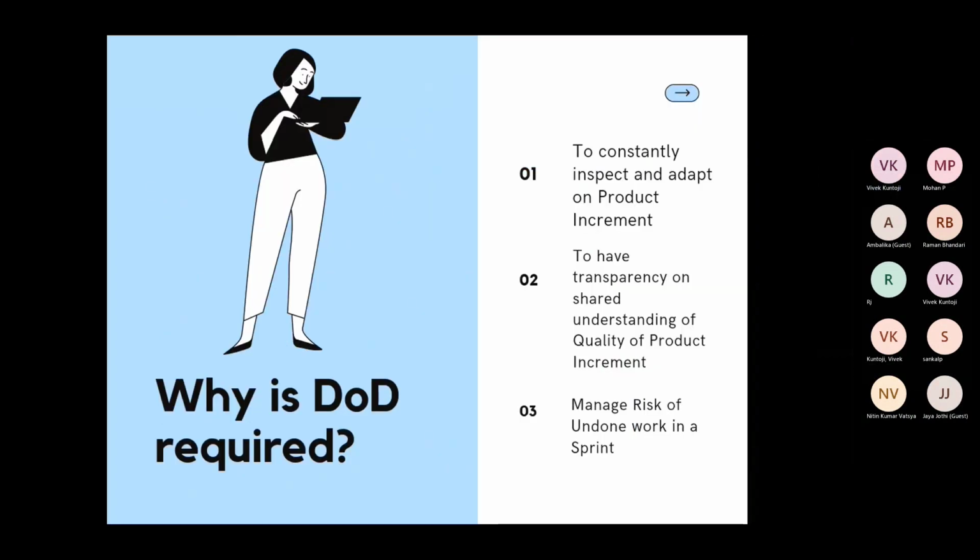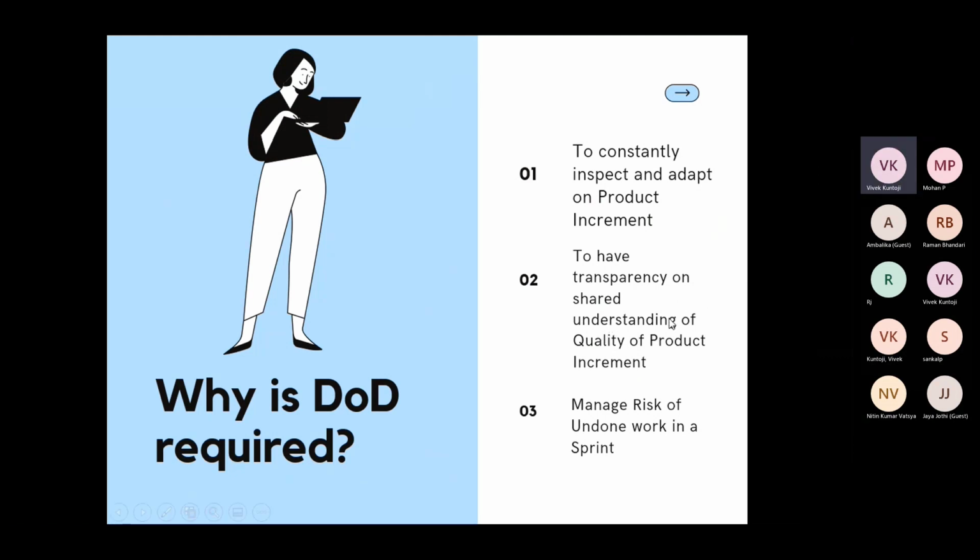I'll just move forward. So why is DOD required? DOD is required to constantly inspect and adapt on the product increment. So how are we constantly trying to inspect and adapt? Like I said, it brings that transparency. It will help us to inspect, like we do in retrospectives, what we are following currently and what things we should improve on, so that our quality reaches the highest level, and whatever we are building for the customer, we are building it with complete quality in mind, and we are building it right. So it helps us to constantly inspect and adapt. And how will we do that? Only when we thoroughly follow the DOD checklist and not just keep it for our audit purposes.